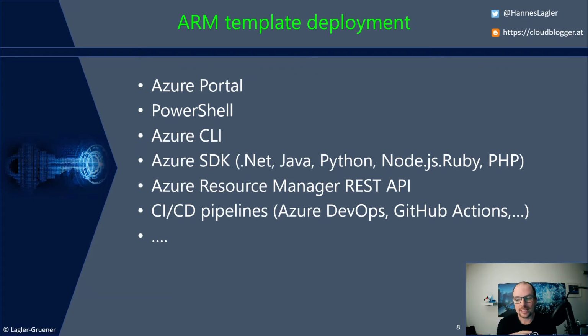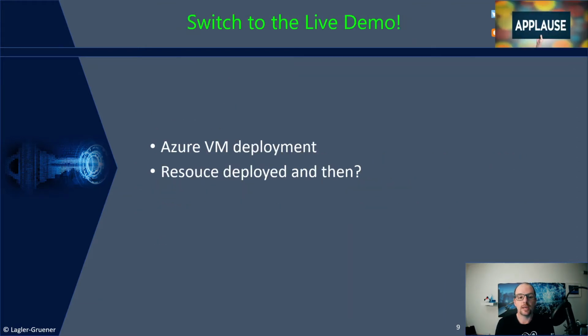Okay, so that's from the first part, the first theory part. We are now going to the live demo. We will cover the following topics. First of all, we create a template step by step to deploy an Azure VM. I will also cover the topic, okay, what should we do with the password? When you deploy an Azure VM, you always have to define a password, and to add the password inside the ARM template is not really the best idea.